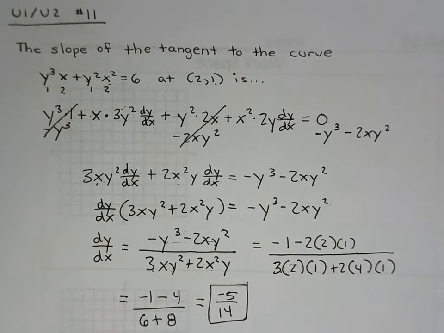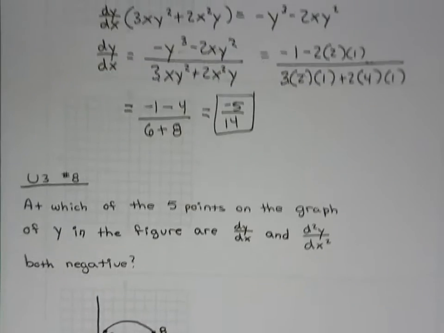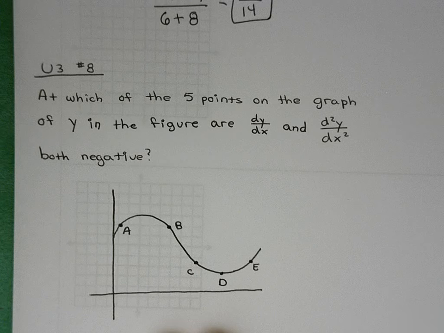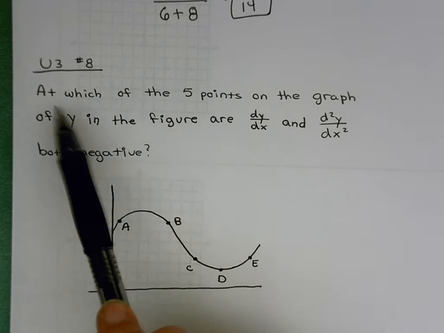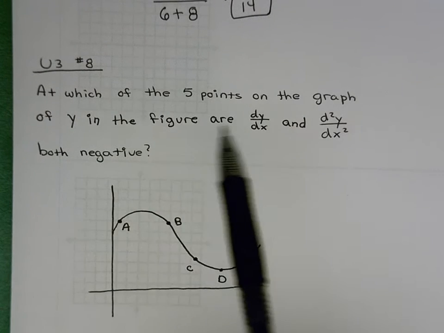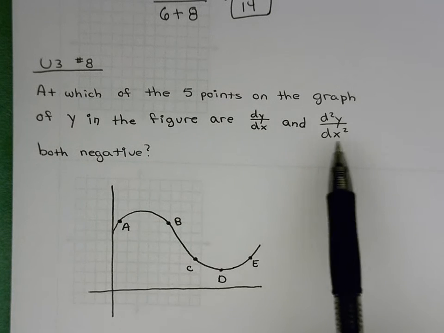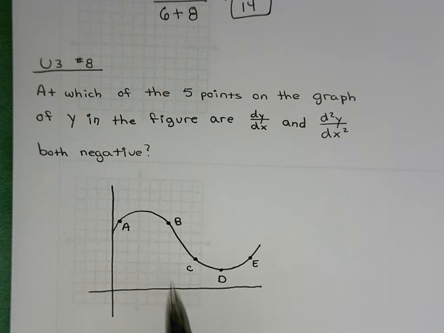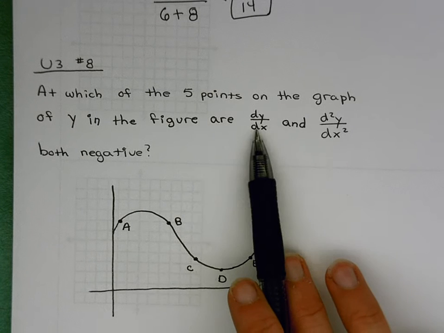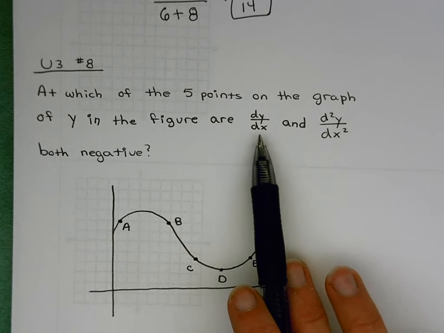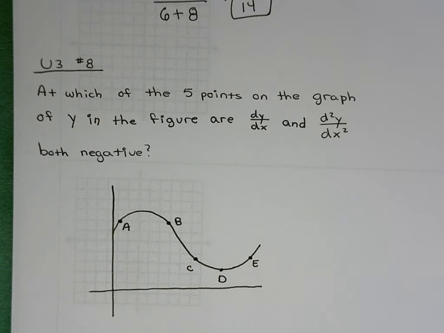Okay. Next up, we had from your Unit 3 worksheet, number 8, which says, at which of the 5 points on the graph of y in the figure are dy dx and d squared y over dx squared, or in other words, at which of the 5 points on the graph of y in the figure are the first derivative and second derivative both negative? Okay, so I have my graph of y here, 5 points. I need to first figure out what it means for a first derivative to be negative, as in what does that look like on a graph, and then the second derivative to be negative.